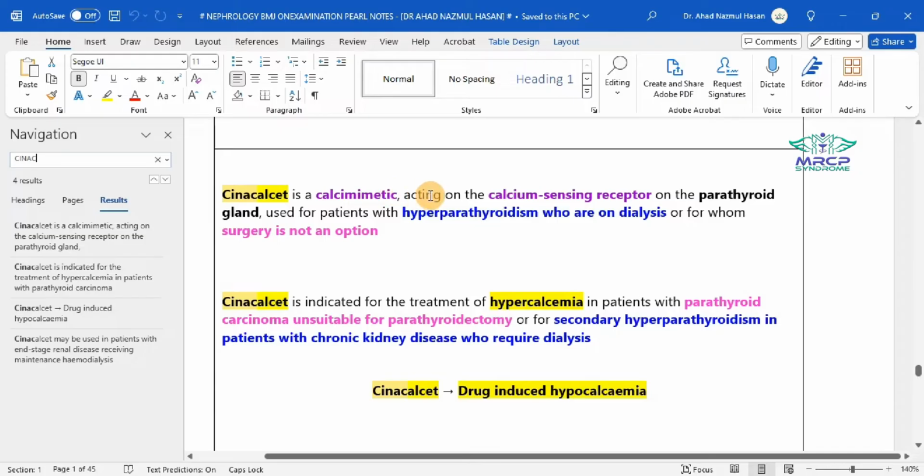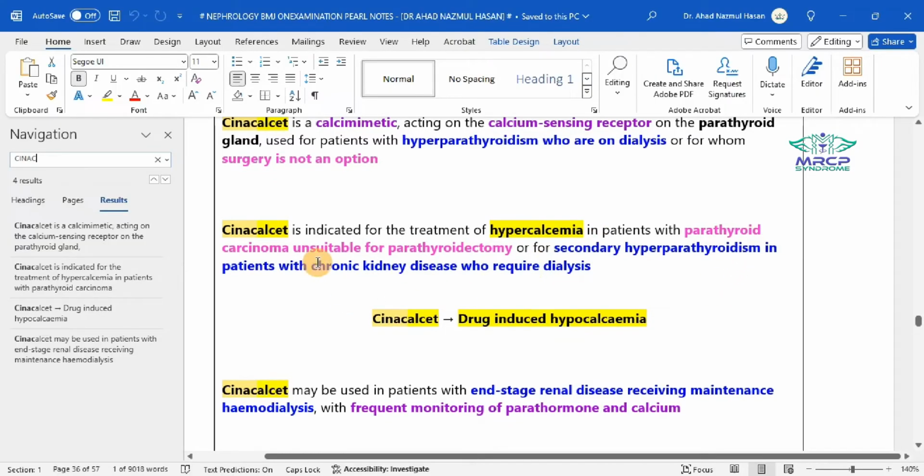Cinacalcet is a calcimimetic acting on the calcium sensing receptor on the parathyroid gland, used for patients with hyperparathyroidism who are on dialysis or for whom surgery is not an option. So this cinacalcet is the calcium sensing receptor agonist. Cinacalcet is indicated for the treatment of hypercalcemia in patients with parathyroid carcinoma unsuitable for parathyroidectomy, or for secondary hyperparathyroidism in patients with CKD who require dialysis. And one of the most common adverse effects of cinacalcet is drug-induced hypocalcemia.